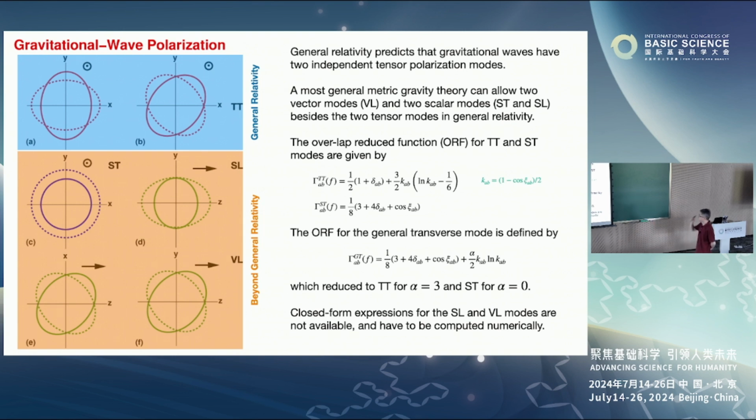And we find that for the transverse modes, we can identify a unified formula by introducing a parameter alpha here. So alpha equals 3 corresponds to the TT mode predicted by general relativity. Alpha equals 0 corresponds to the scalar transverse mode beyond general relativity.